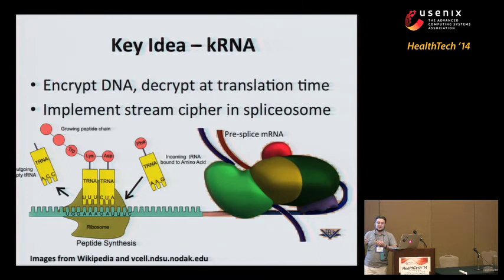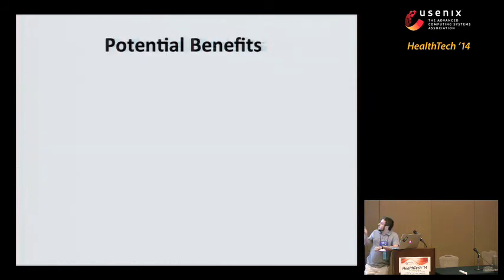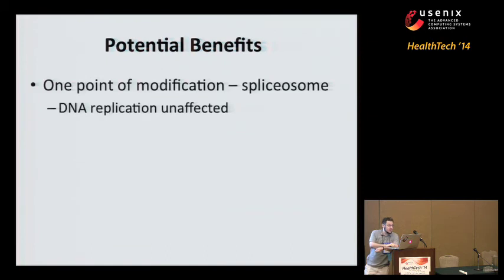So why not have encrypted RNA, which is decrypted when it is spliced? So here we have the mRNA as before. Here we introduce a new strand, which is the kRNA, or the key to our stream cipher. And here we have the pre-spliced but already decrypted mRNA, whereas this is the encrypted mRNA. So there are a number of potential benefits. I hope you see that.